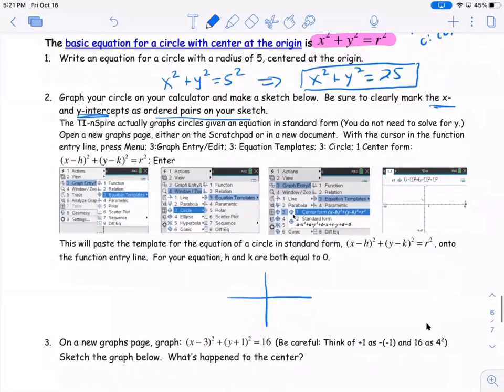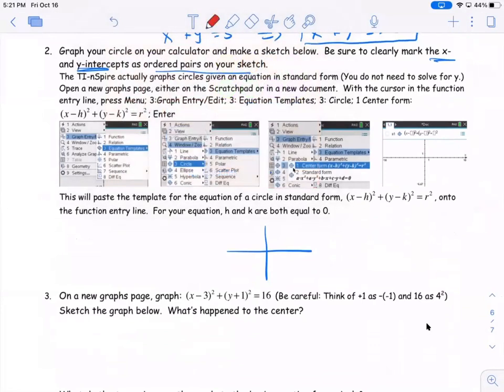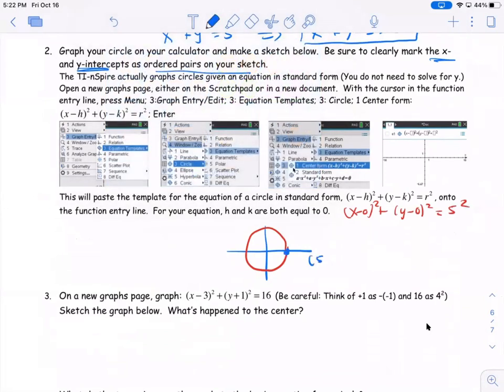Okay, so we're back at the notes, and I drew the coordinate plane before we went to the calculator. So I'm going to sketch our circle. And remember, we entered x minus 0 squared plus y minus 0 squared is equal to 5 squared. That's what we entered in the calculator. And when we did that, we got a nice circle, and the x-intercepts were -5, 0 and 5, 0, and the y-intercepts were 0, -5 and 0, 5.